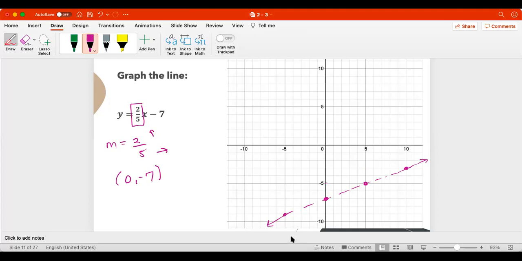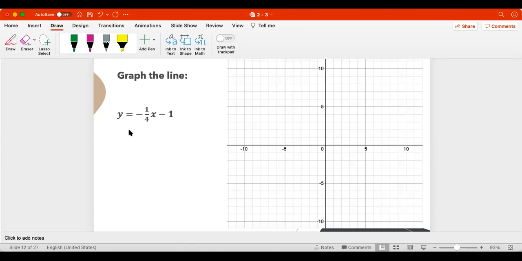Okay, let's try one more. Let's graph this line. This time the slope is negative 1/4, and the y-intercept is negative 1. So I'm going to put a dot at 0, negative 1. And this time I just have to change one of those directions because it's negative. So it was originally up and to the right. How about I go down and to the right? Or I can go up, and instead of going to the right, I go to the left, 4 units. Okay, so 1 unit down, 4 units to the right.